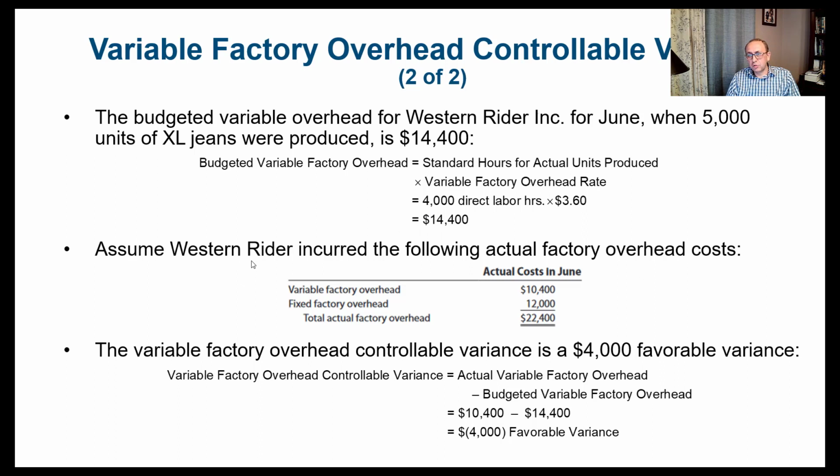So the budgeted variable factory overhead would be $14,400. So if we assume that Western Writer incurred the following actual factory overhead, the actual variable was $10,400 and the fixed factory overhead was $12,000 for a total of $22,400, we're going to focus now on the $10,400 and compare it to the $14,400, which is the budgeted amount. Actually, we turned out to have a $4,000 negative, which is a favorable variance. So minus 4,000, that's a favorable variance, but that's focusing on the variable factory overhead.